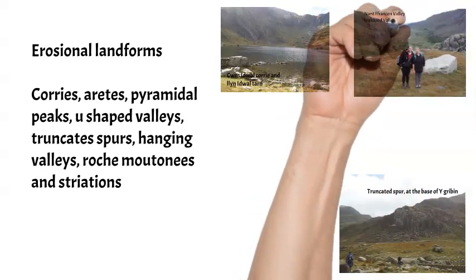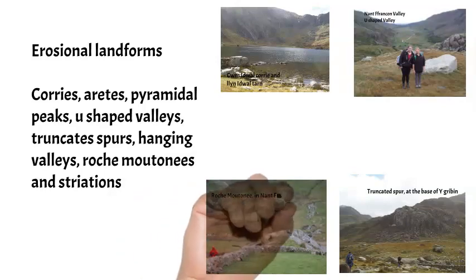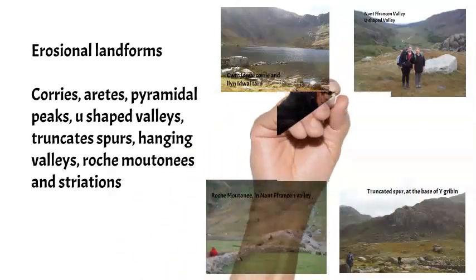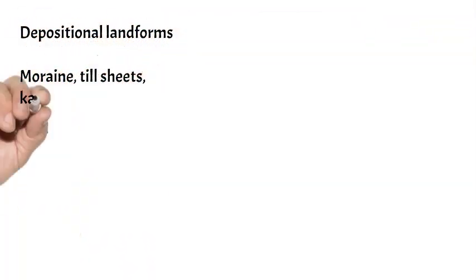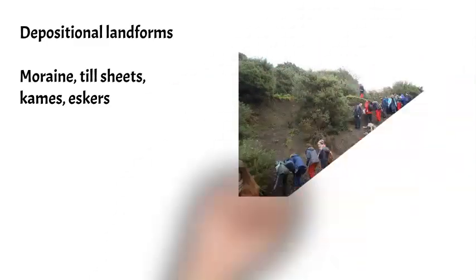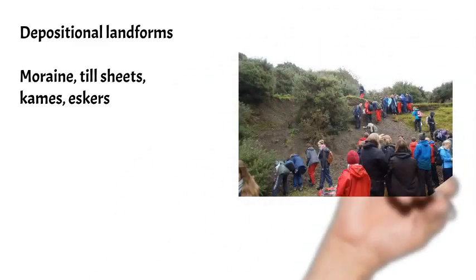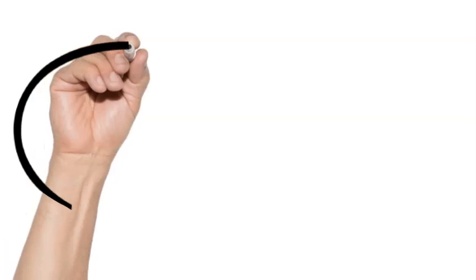We have the Nant Ffrancon Valley, a U-shaped valley, and a roche moutonnée found within the Nant Ffrancon Valley. Not to forget some striations, which are found on both the roche moutonnée and on truncated spurs. We also have depositional landforms, like moraine, till sheets, caves and eskers. And here we have a cave in the region of Pentir, just beyond the Nant Ffrancon Valley.